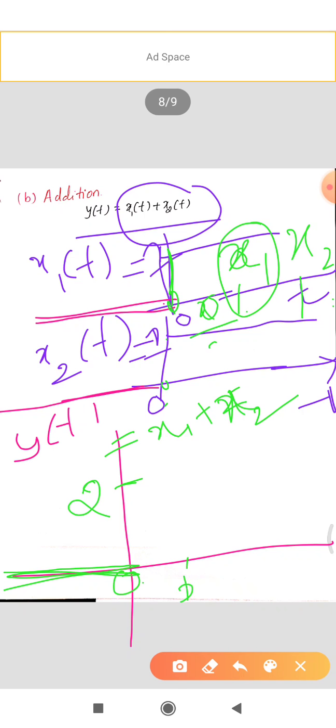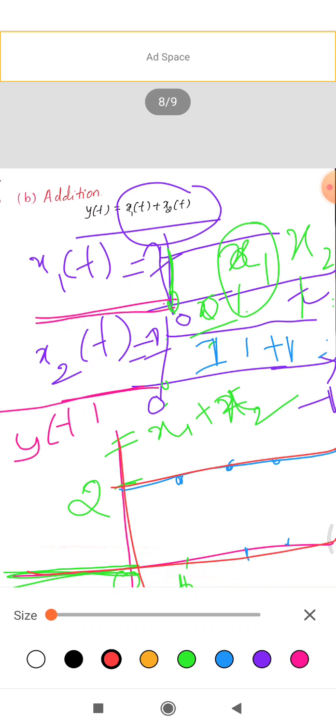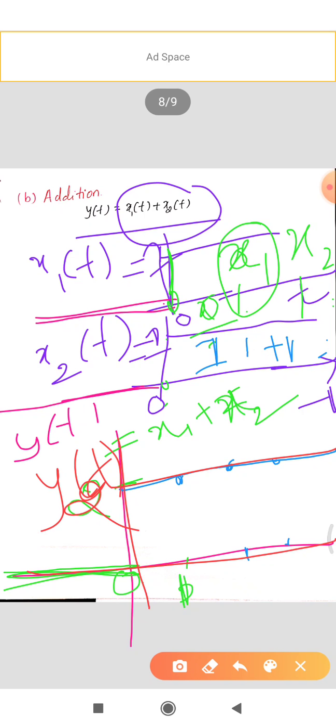And then I'll calculate at 1. At 1, x1 is 1 and x2 is also 1. What about y of t? 1 plus 1, again 2. Then at 1 it is also 2. Similarly, at 2 how much? 2. At 3 how much? 2. So your signal is totally with a magnitude 2. This is your y of t. I hope you have got how to add.